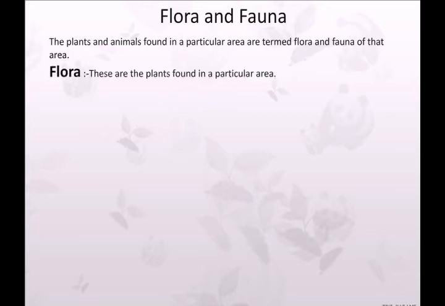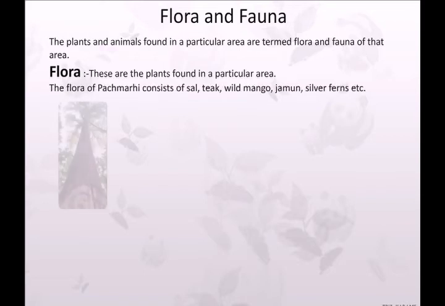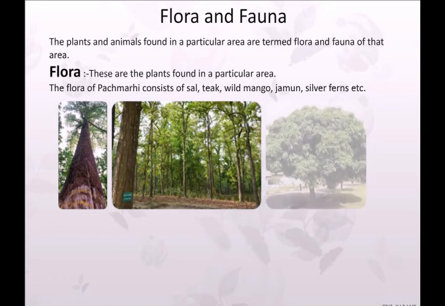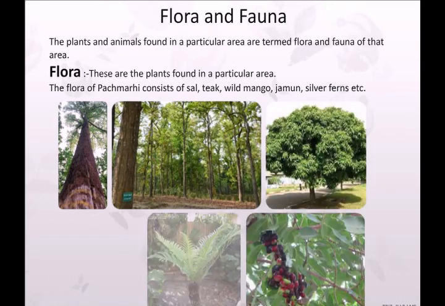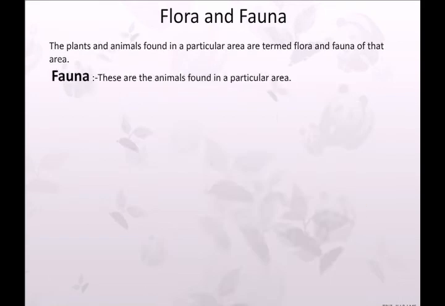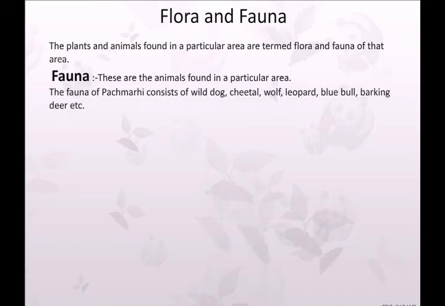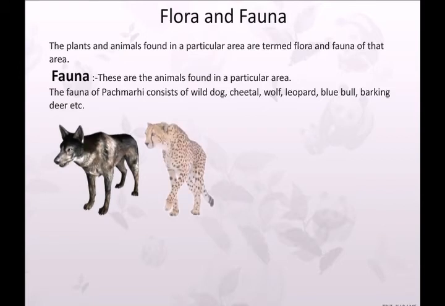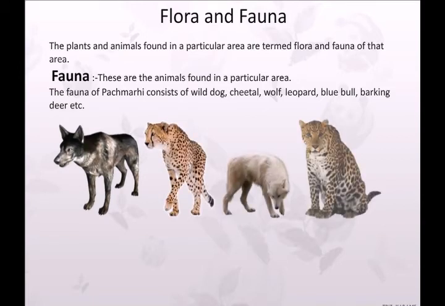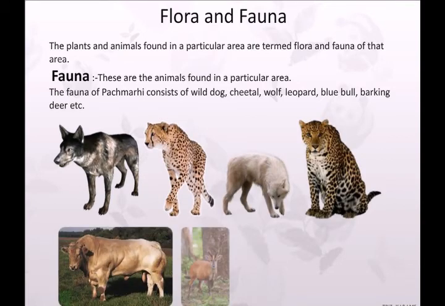Flora. These are the plants found in a particular area. The flora of Pachmari consists of sal, teak, wild mango, jamun, silver ferns, etc. Fauna. These are the animals found in a particular area. The fauna of Pachmari consists of wild dog, cheetal, wolf, leopard, blue bull, barking deer, etc.